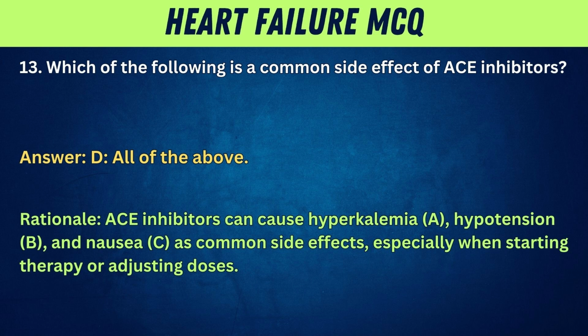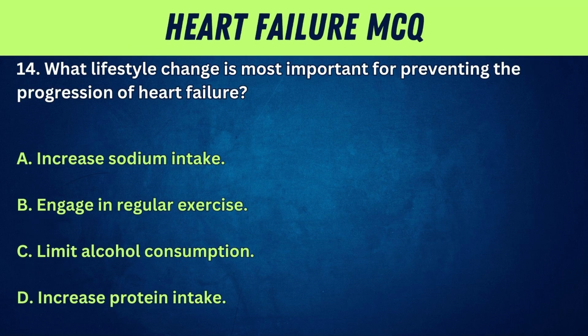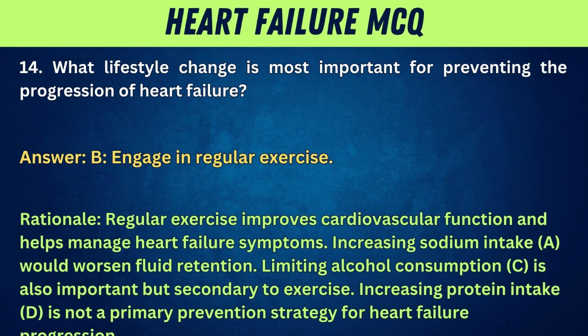or adjusting doses. 14. What lifestyle change is most important for preventing the progression of heart failure? A. Increase sodium intake. B. Engage in regular exercise. C. Limit alcohol consumption. D. Increase protein intake. Answer: B. Engage in regular exercise.